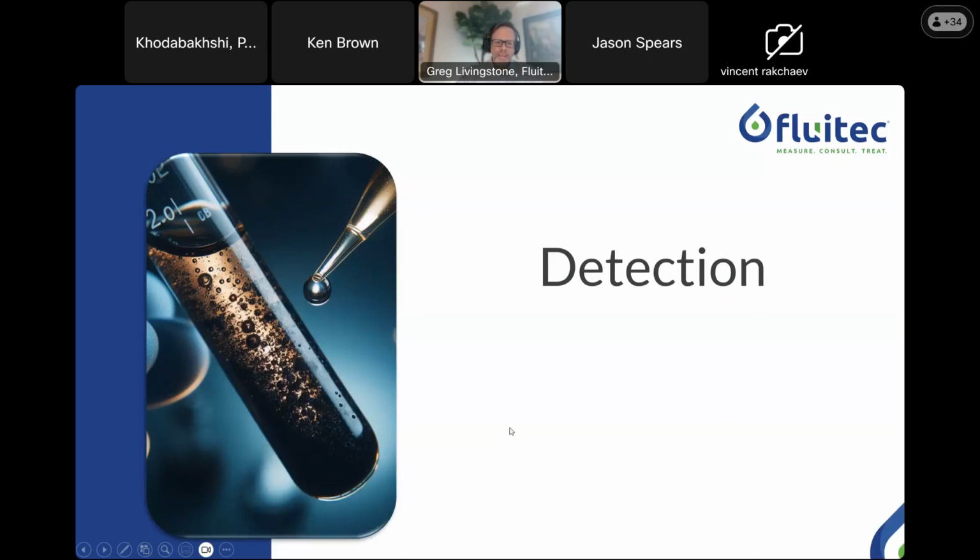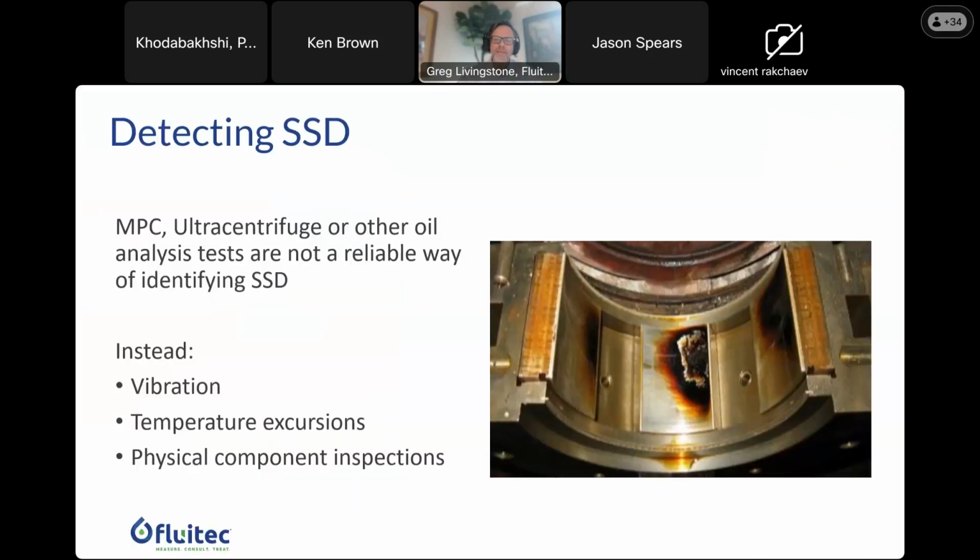The most common thing that people think about is, well, if this is varnish happening on my system, I should be running an MPC test. And again, we saw in the first example, MPC test is not always a reliable way of measuring this phenomenon of shear stress deposits, essentially because we have very localized deposits happening, but the rest of the oil may not be significantly degraded. So by the time you pull an oil sample, that's a long ways typically from what's happening in the bearing. The bulk oil hasn't experienced significant degradation.